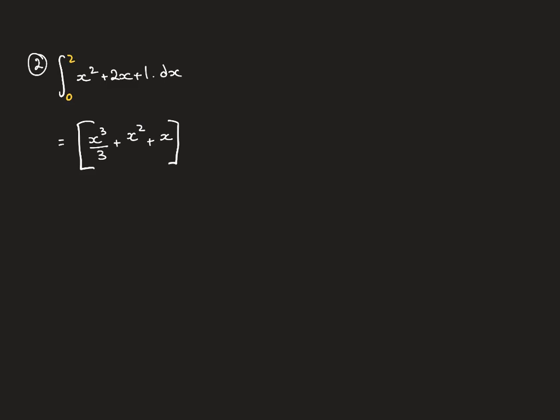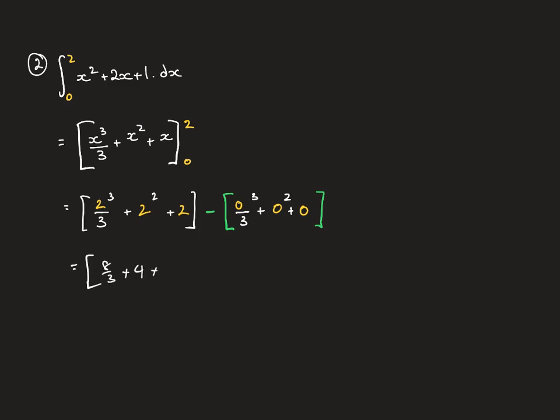And then I put my two terminals exactly as they appear here, 2 on the top and 0 on the bottom. Then I substitute my terminals in. The top one first, so I'm going to put 2 where these x's are, and then take away the whole function with 0 substituted in. And then finally, we're going to simplify all of these values. So we've got 2 cubed is 8 on 3, plus 2 squared is 4, plus 2. Take away all of that gives you 0.